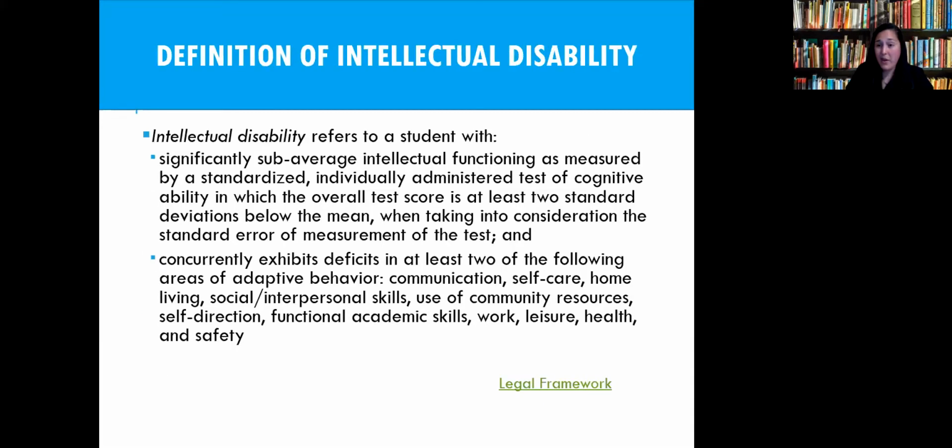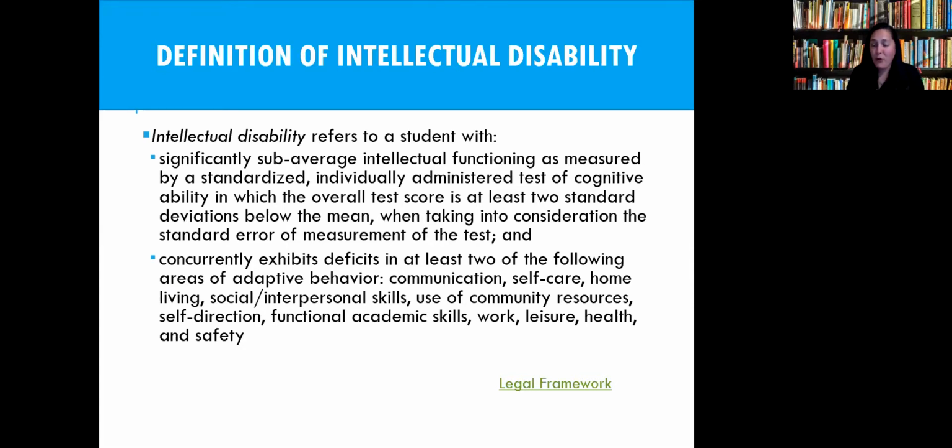The next really talks about intellectual disability. As I mentioned before, in order for you to qualify under this section, you have to have abilities that are, what is written in the language, sub-average. Well, what does that mean? And it talks about 2 standard deviations below the mean.